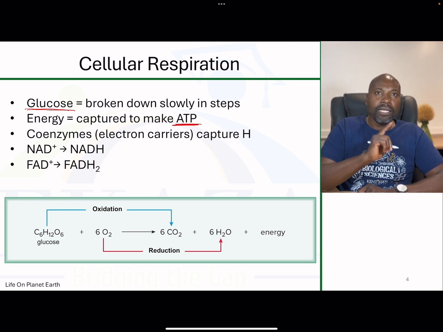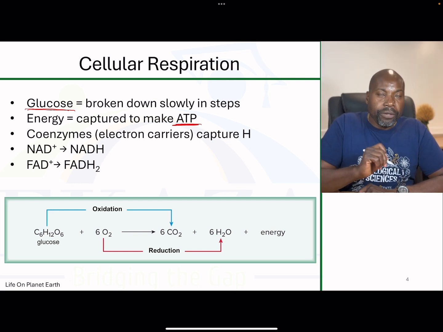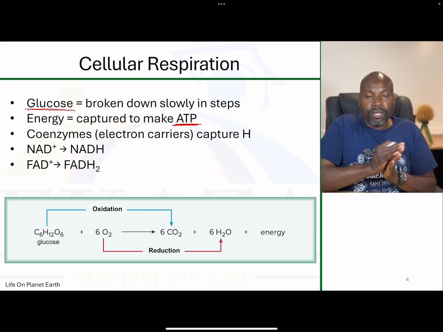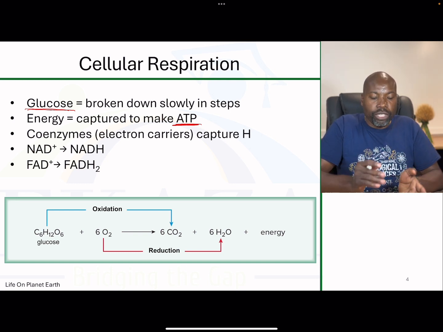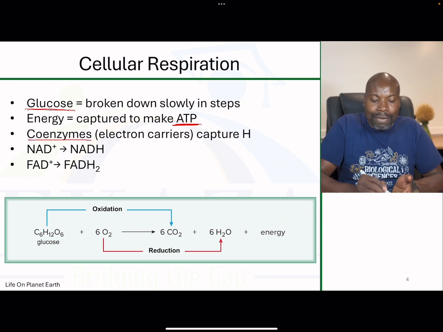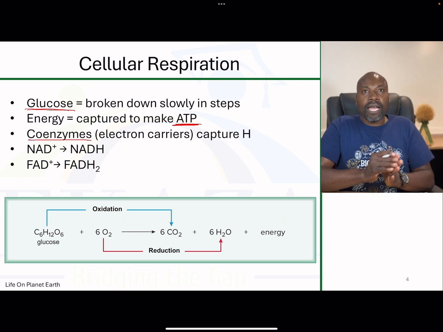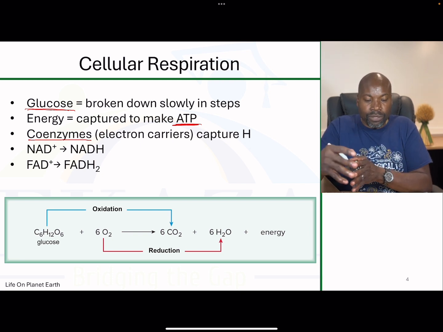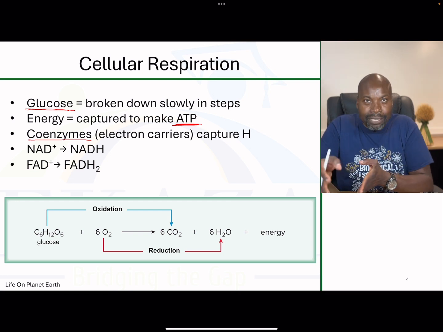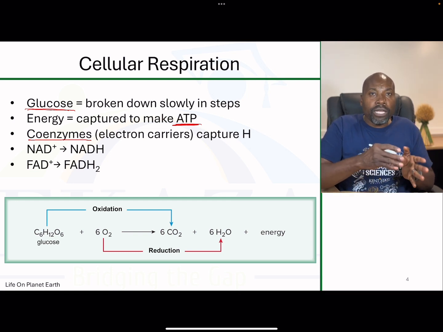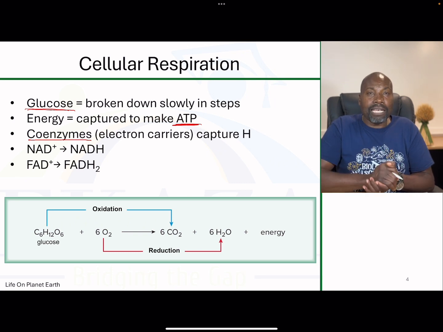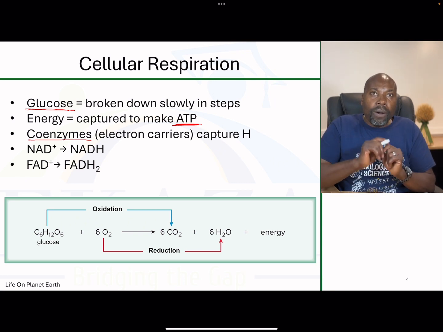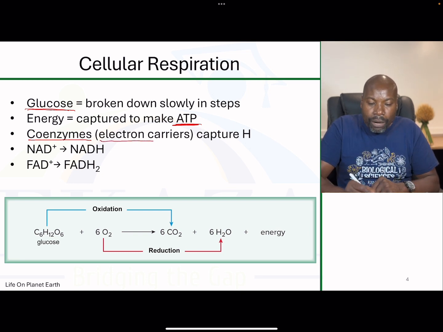Okay? Now, for that to happen, you have a number of players. Some players that I would like to mention here are the coenzymes. Coenzymes are these cellular components that work alongside with enzymes. That's why we call them coenzymes, right? So they work alongside with enzymes. These coenzymes also happen to be electron carriers.